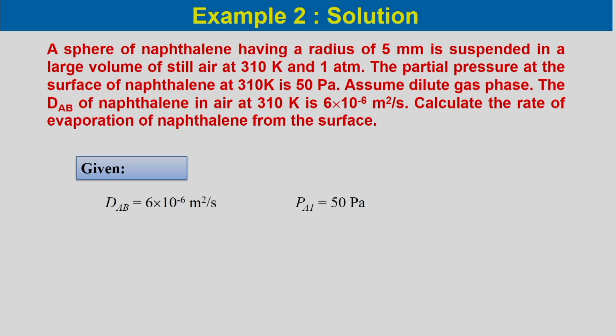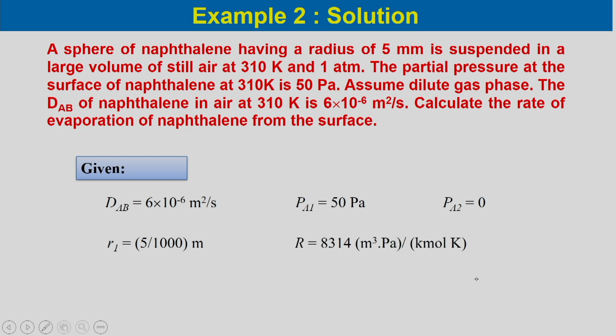Partial pressure of component A at point 1 is 50 Pascal, and at PA2 it is equal to 0 because it is dilute gas phase. R1 is equal to 5 by 1000 meter, since it is 5 millimeter. Capital R, which is the universal gas constant, is known to us: 8314 meter cube Pascal divided by kilomole Kelvin.